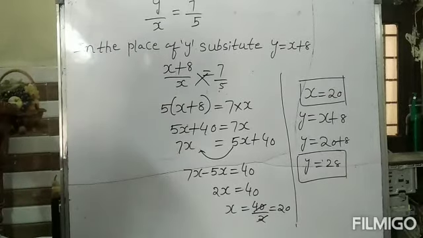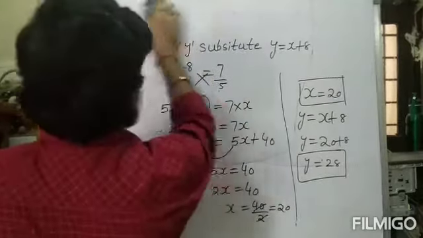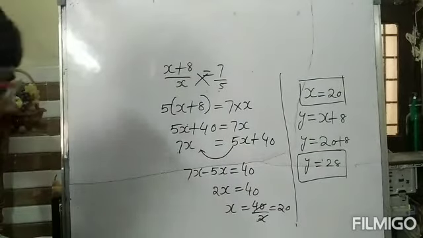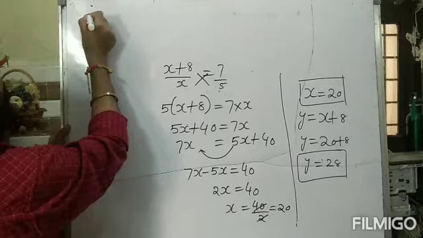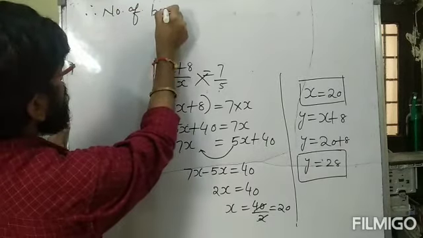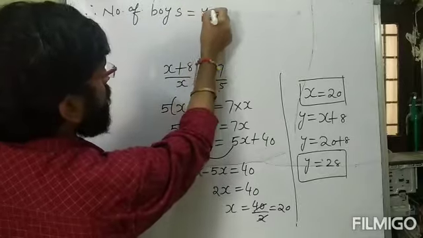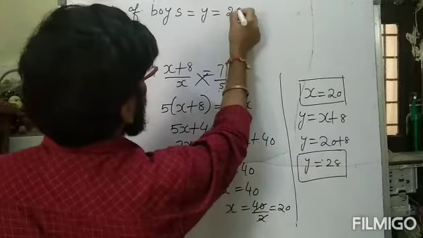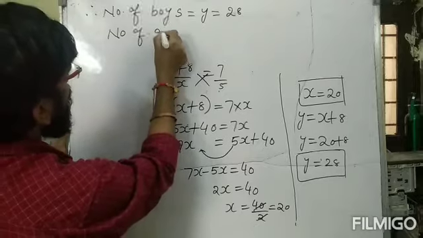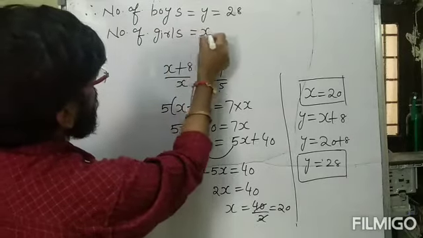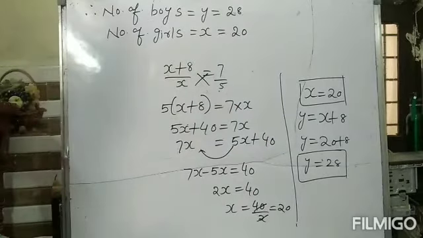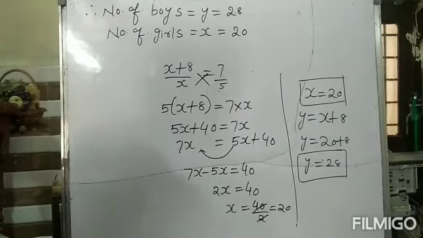Now we have to write here, therefore the number of boys is y equals 28, and the number of girls is x equals 20. Okay, finished this.